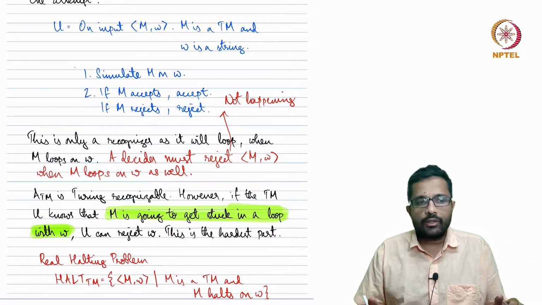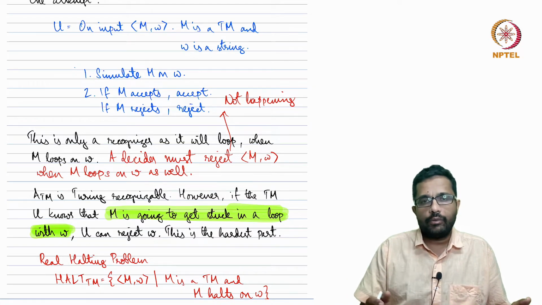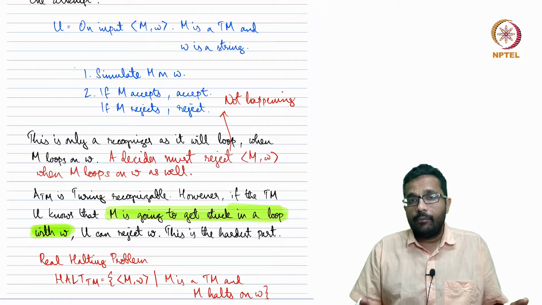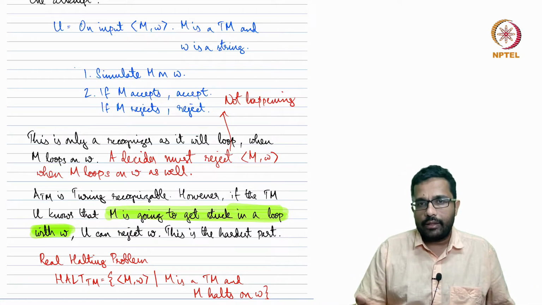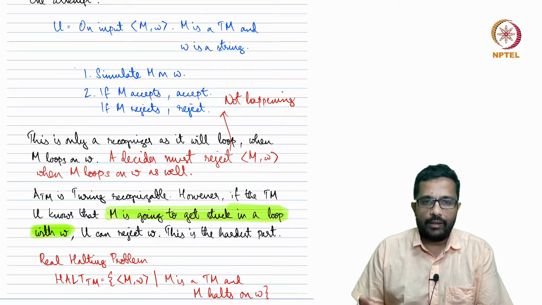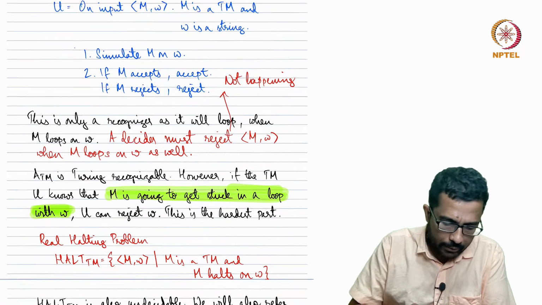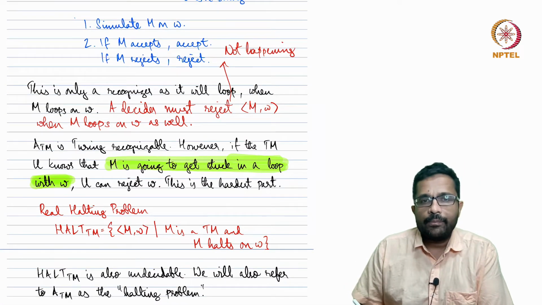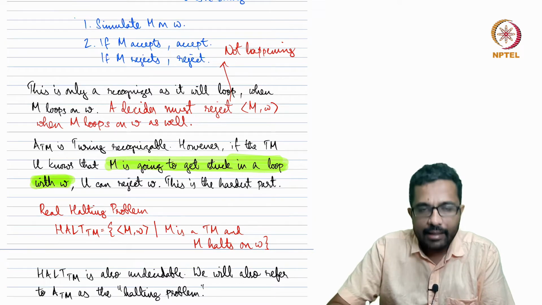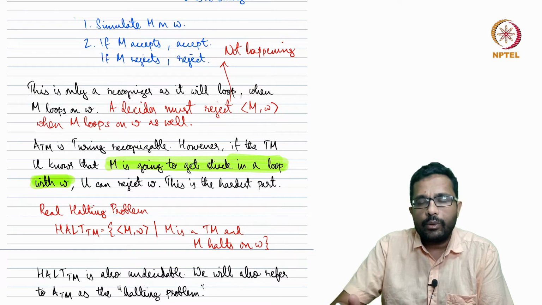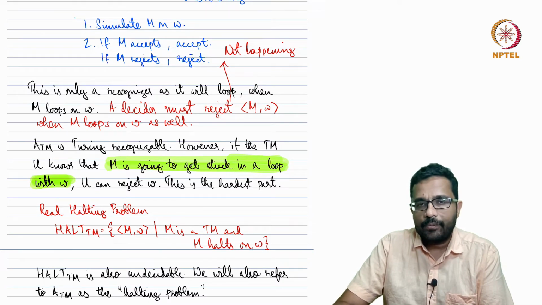If we know M halts on W, we can run it. We know that it is going to halt, which means it's going to accept or reject. But if we know that it is not going to halt, then we also know that the only way it is not going to halt is if it is looping. Then also we can reject. So in a sense, the real challenge is in determining whether M halts on W or not.